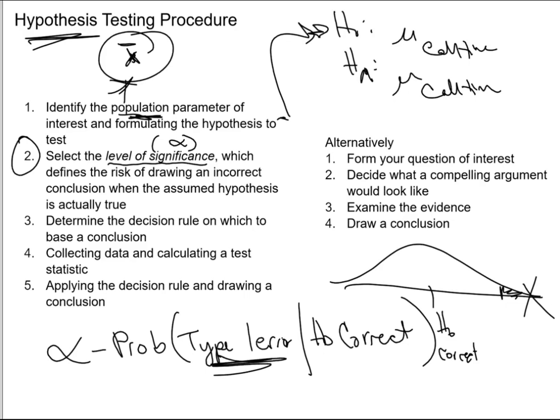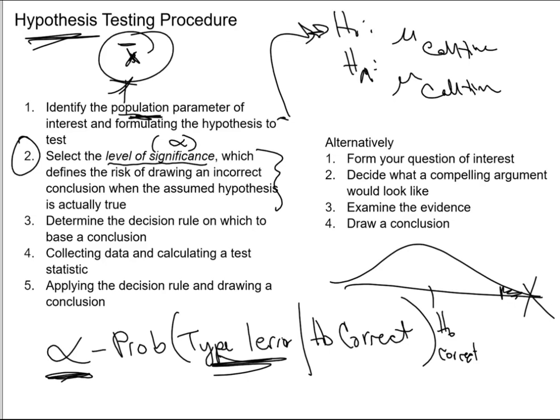The probability that we feel comfortable committing a type 1 error is what we call the alpha. Oh boy, that was a lot of words. Recall that a type 1 error is coming up with a false hypothesis or a correct hypothesis. I just realized I jumped a little bit ahead of myself, and so I've laid all this out, and it's useful to start getting comfortable with this terminology. But let's go back. The level of significance defines the risk of drawing an incorrect conclusion when the assumed hypothesis is actually true. All right, so what do those words actually mean?